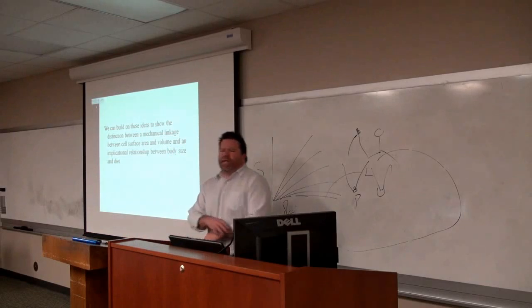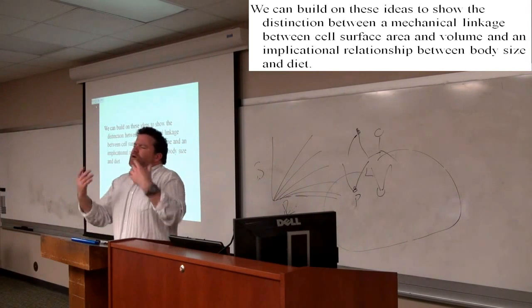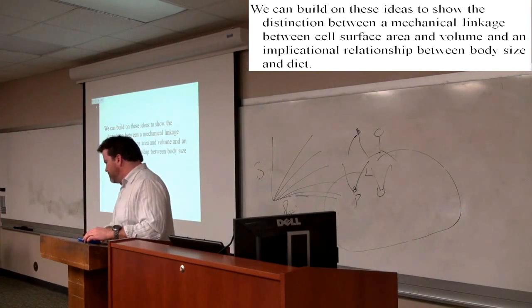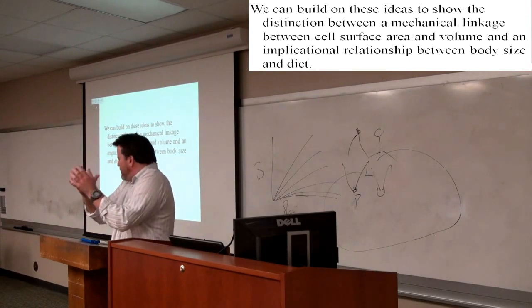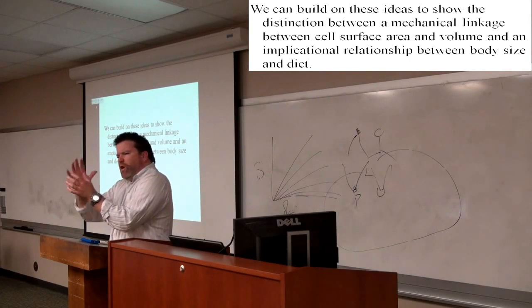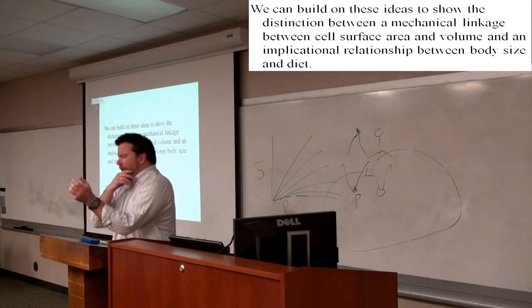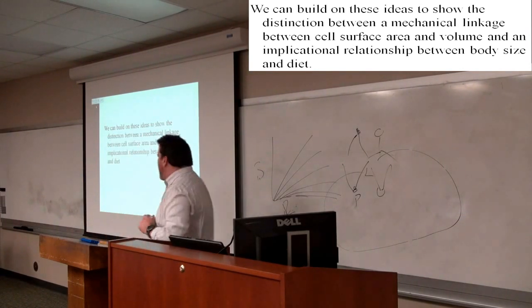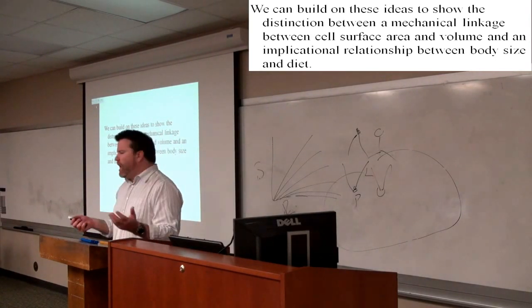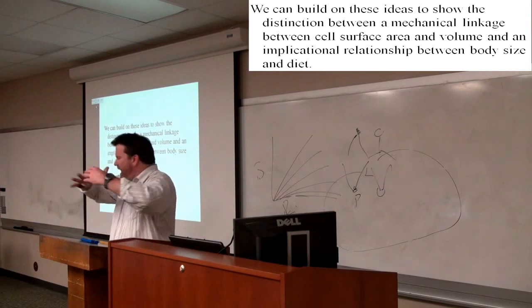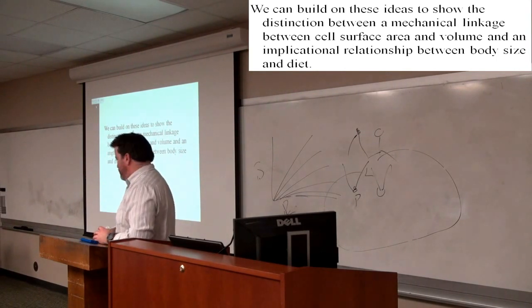I can build on these ideas to start showing what we can call a mechanical linkage. Now, I need to define mechanical linkage. We can show that two things are rather mechanistically related to each other. That you change one, you change the other. They're mechanistically linked to each other. Like if I have a cube and I change the length of a side, I also change the volume. I can't change the length of a side, if that's all I do, without also changing the volume.